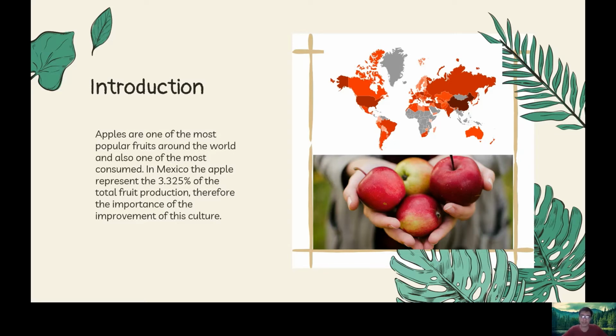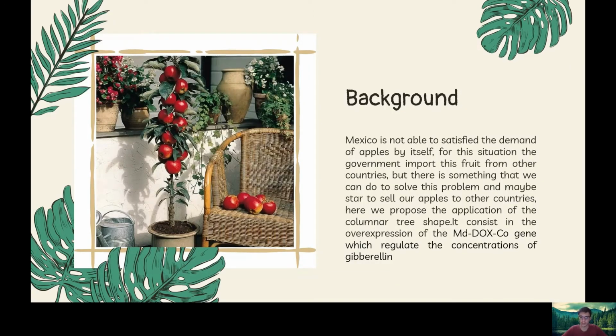Mexico is not able to satisfy the demand of apples by itself. So most of the time, Mexico ends up buying the missing apples from other countries. And to increase the production of apples and solve this problem, we propose the application of the columnar tree shape. So how can we produce a columnar tree shape?